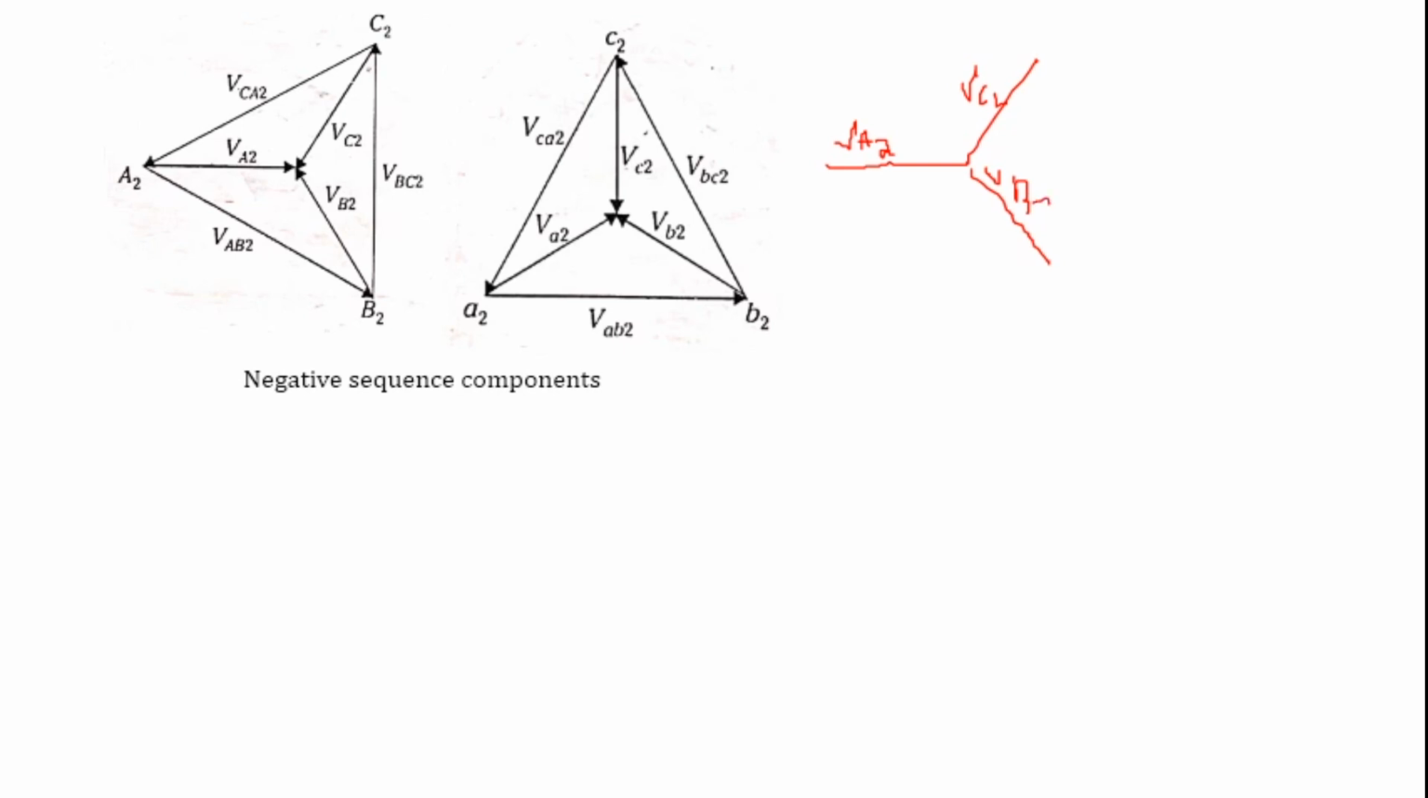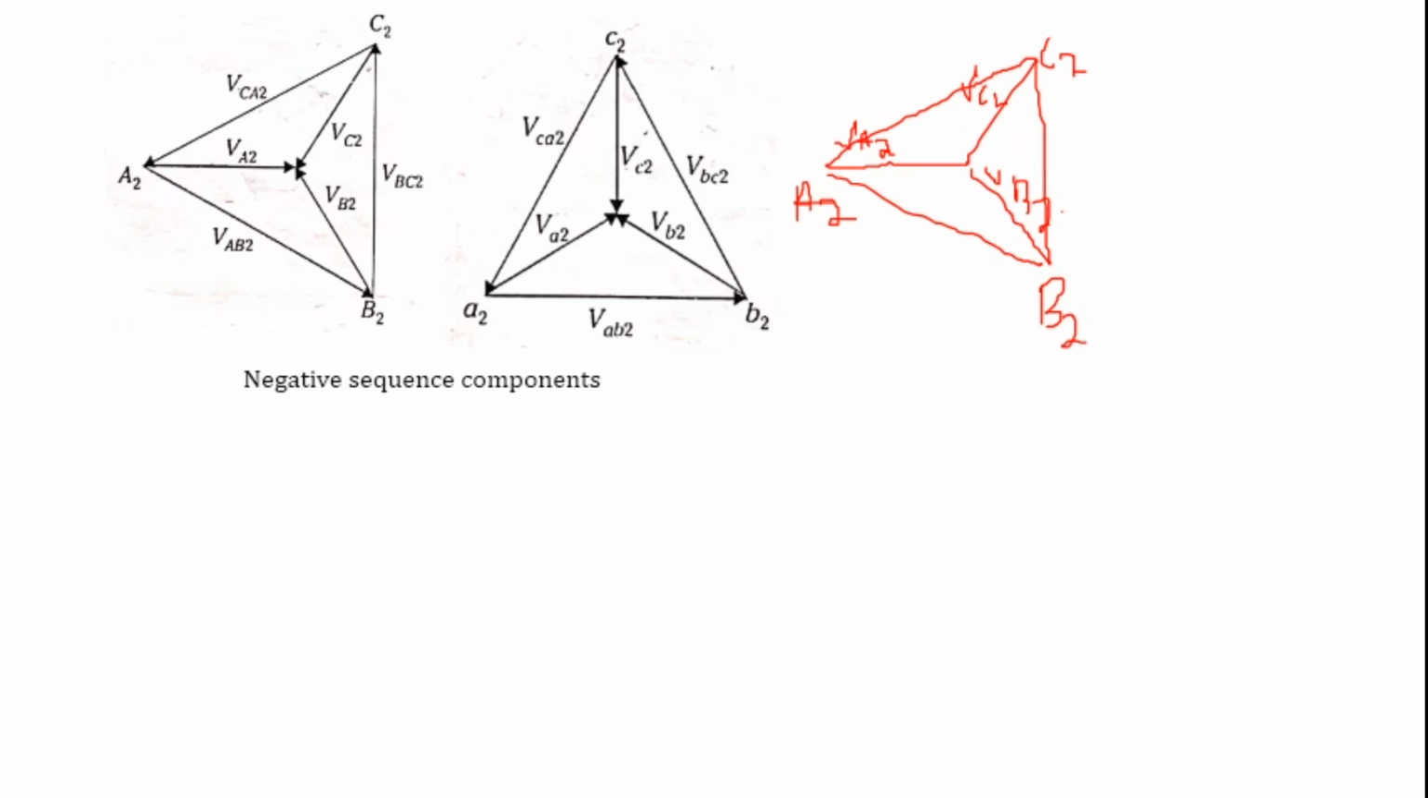Okay, so join these things. From here to here, from here to here, from here to here, what will we get? This is nothing but A2. This is C2, and this is B2. Okay.